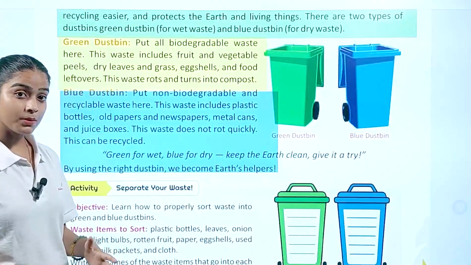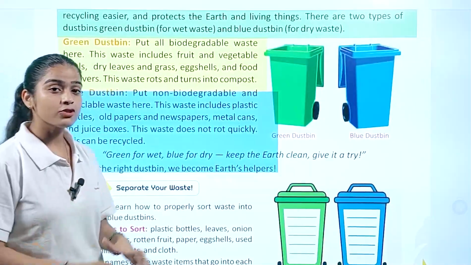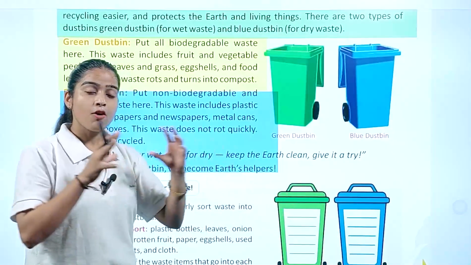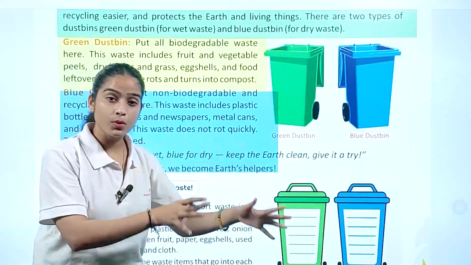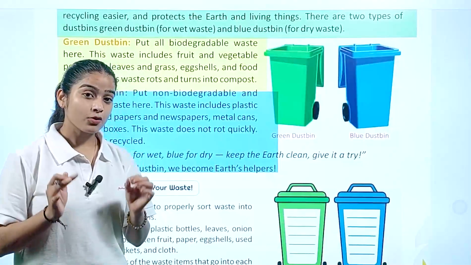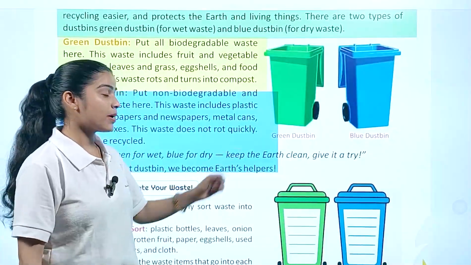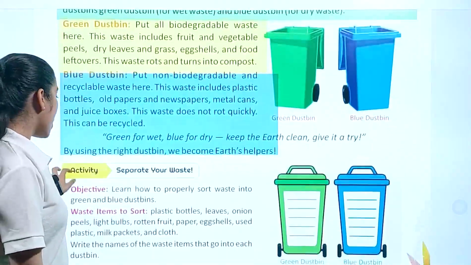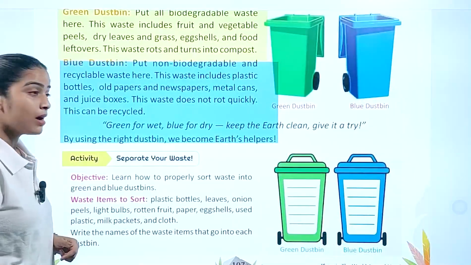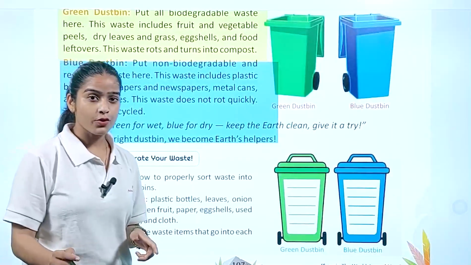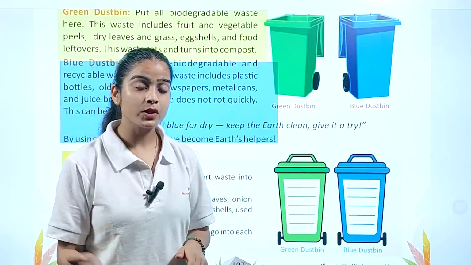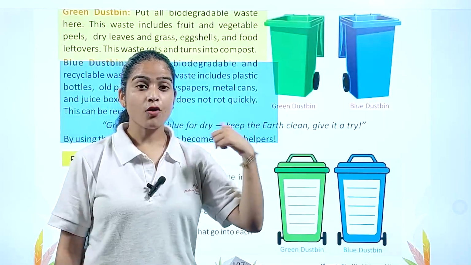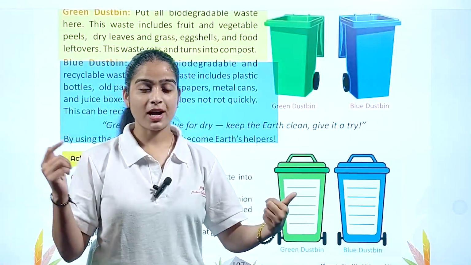So what you have to keep in your mind: for wet waste you have to use the green dustbin. For dry waste you have to use the blue dustbin. This rule will help us to keep our earth clean, and you have to give it a try. Now, by using the right dustbin, we become earth helpers. So, all of you have to become earth helpers by using green for wet and blue for dry. Okay?